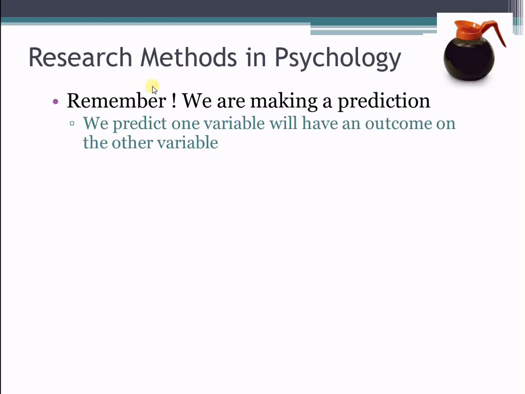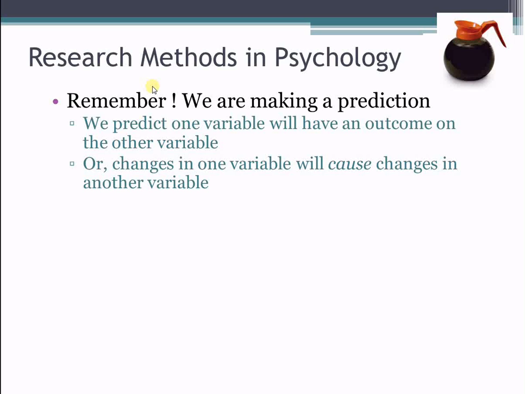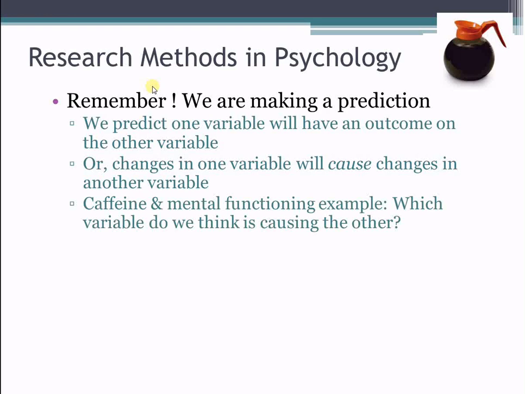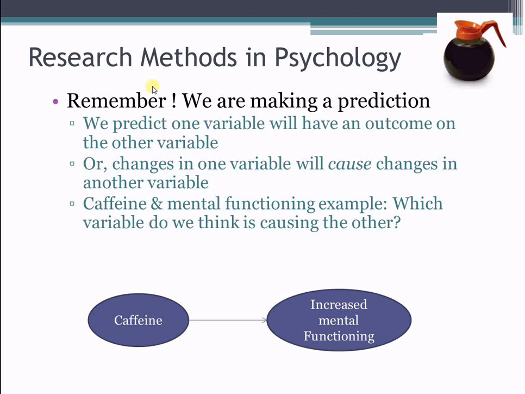Now remember, we're making a prediction, right? When we're doing an experiment, we're making a causal prediction, right? We're predicting that one variable is going to affect another variable. Or in other words, one variable is going to cause changes in another variable. So when we think of caffeine consumption and mental functioning, just think for a minute, what variable do you think is causing the other variable? Many of you probably said, or thought, caffeine consumption is causing increased mental functioning.